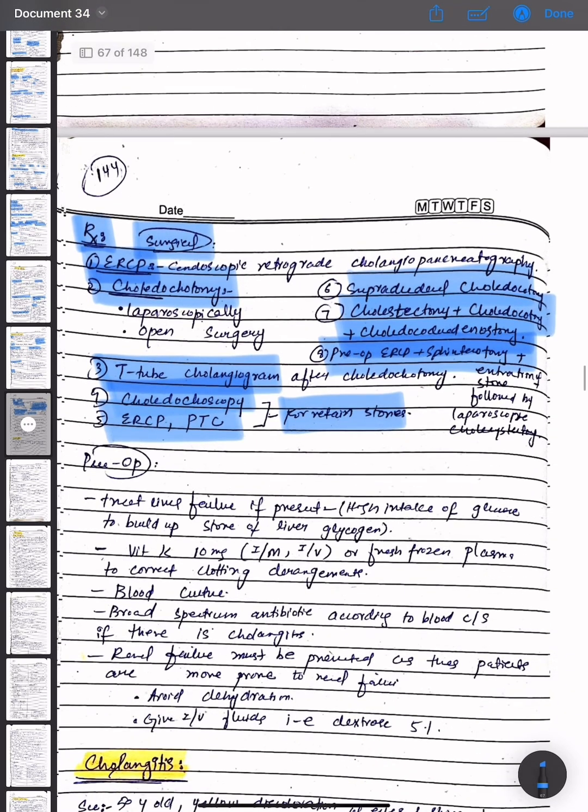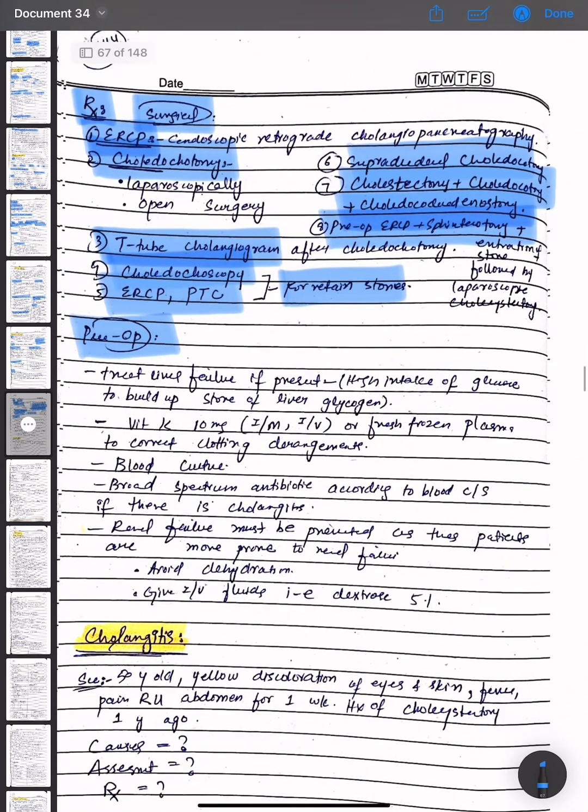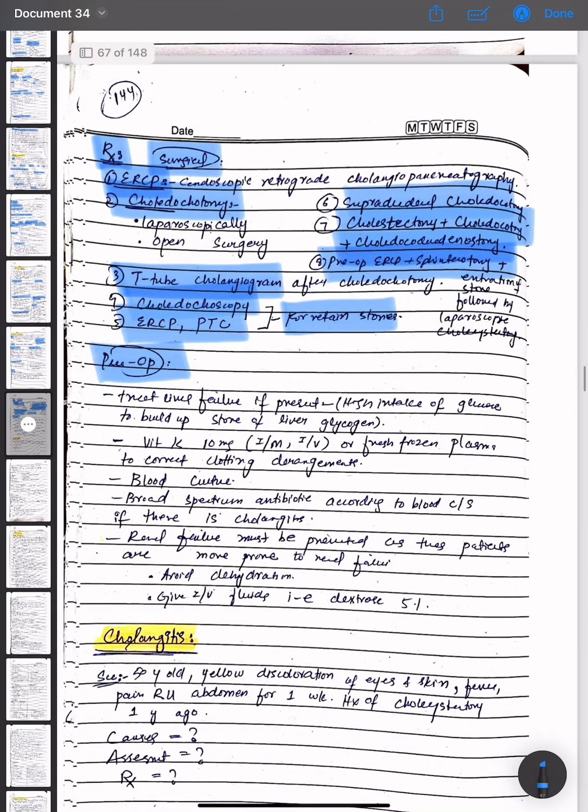The pre-op treatment is to treat liver failure if present, and give a high intake of glucose to build up liver glycogen stores, then vitamin K 10 mg intramuscular or intravenous, or fresh frozen plasma, to correct clotting derangements. Blood culture is done, and broad spectrum antibiotics are given according to blood culture or clinical features if there is cholangitis. Renal failure must be prevented as these patients are more prone to it. Avoid dehydration and give intravenous fluids, that is dextrose 5%.